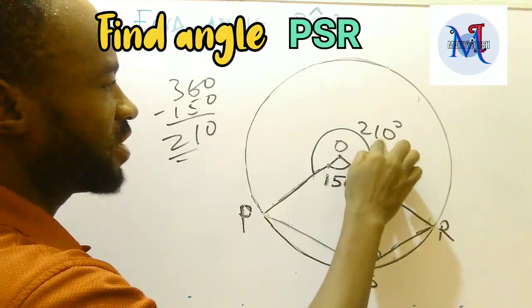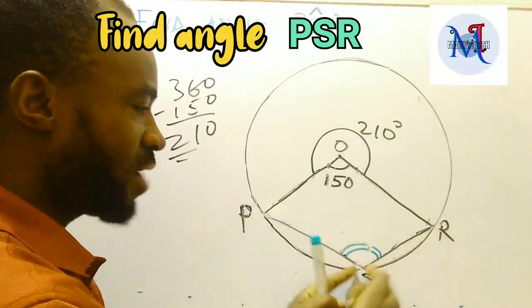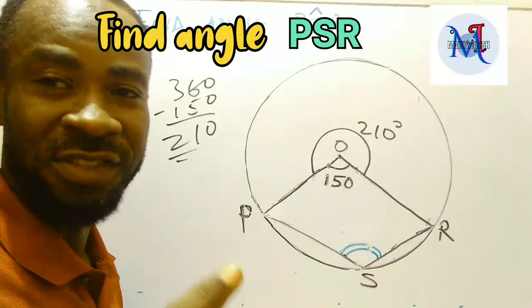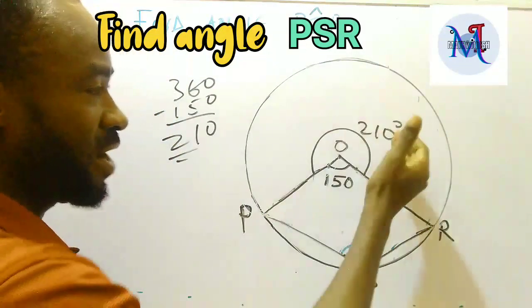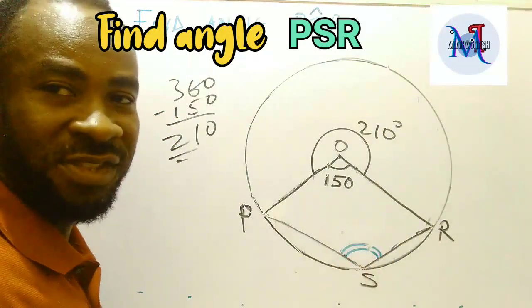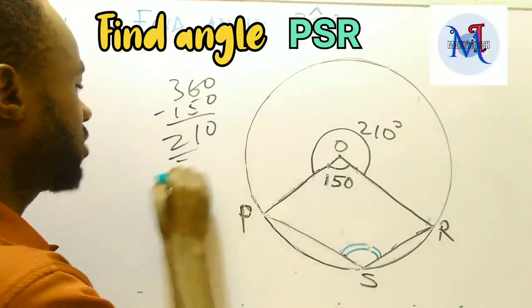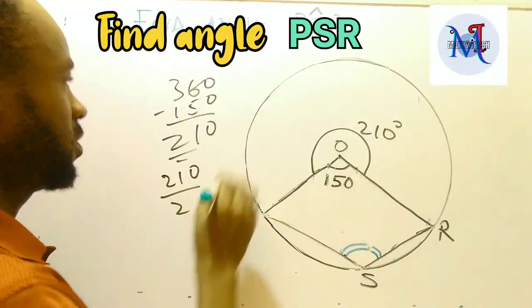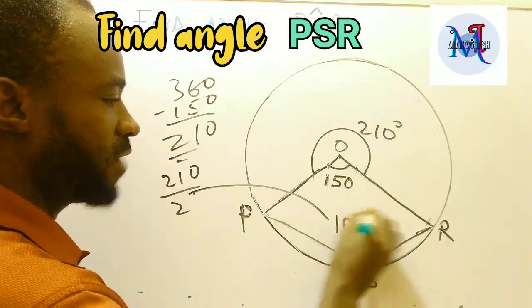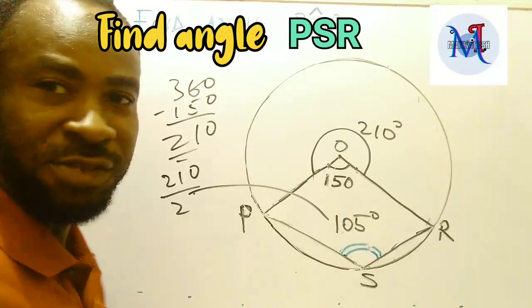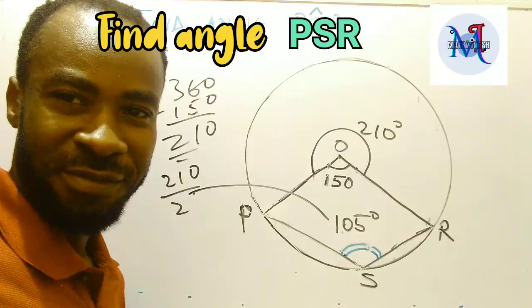So since here is 210, therefore this angle at the circumference will be half of it. This is when the theorem now applies, okay? That says the angle at the center is twice the one on the circumference. So if we divide 210 by 2, that gives us what? That gives us 105. So this marked angle here is 105.